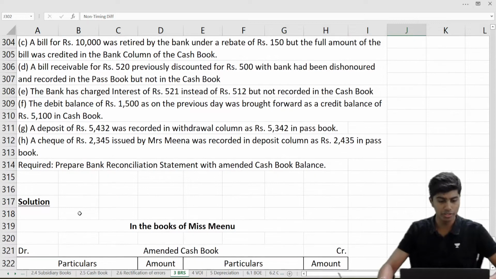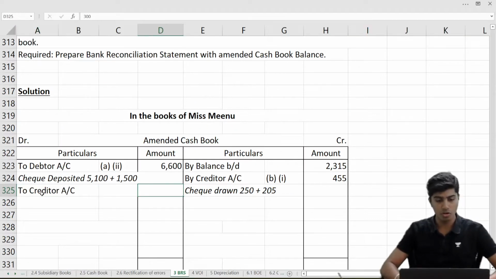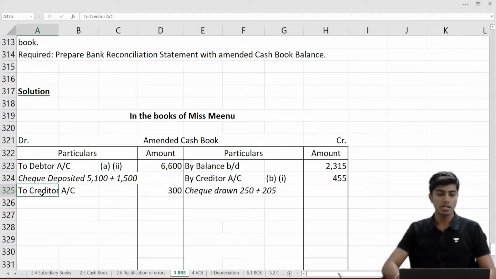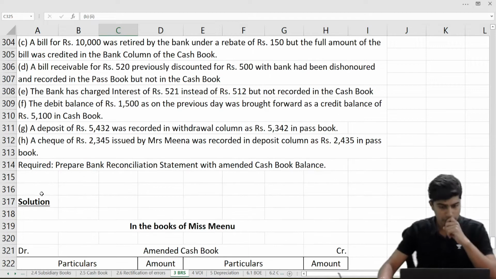Chalo, let me do it. On the debit, let me write "to credit our account". How much? It is to the extent of 300 rupees. Got it? And this is B2. I hope everyone understood this.